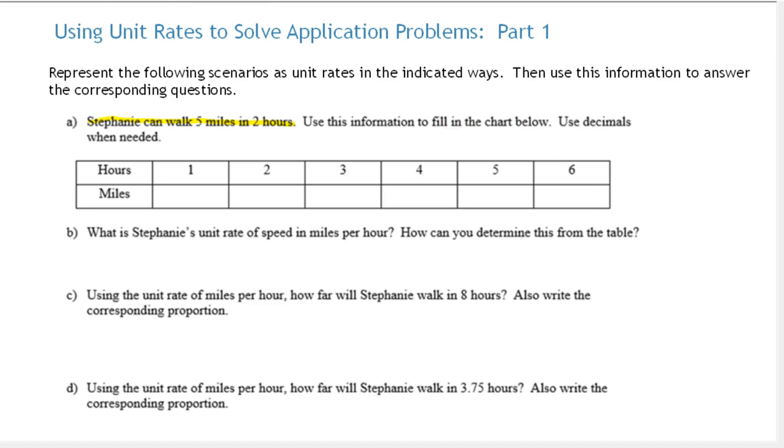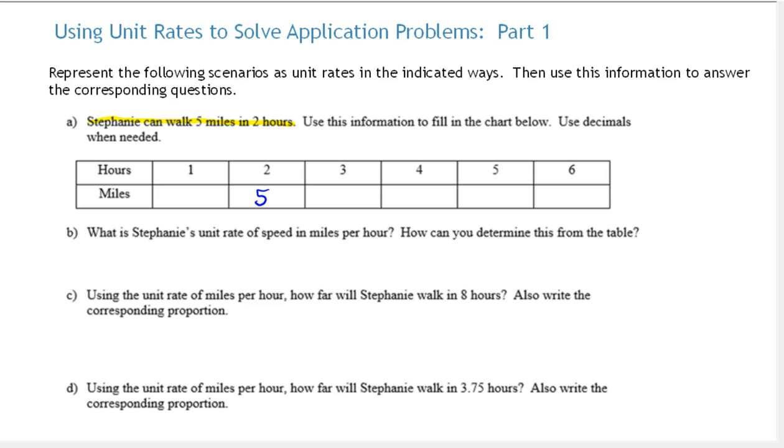So notice for our chart, the first row gives us amounts for hours: 1 hour, 2 hours, 3 hours, etc. And the miles is blank. An assumption that we're making is she can walk 5 miles in 2 hours, and that's a constant rate no matter how many miles she's walking. Now, of course, she probably can't do this for 24 hours, maybe not even 7, but we're going to assume that she can. So, in 2 hours, she can walk 5 miles. So that's one piece of information we can fill in immediately.